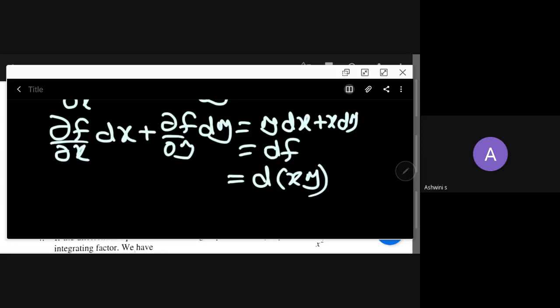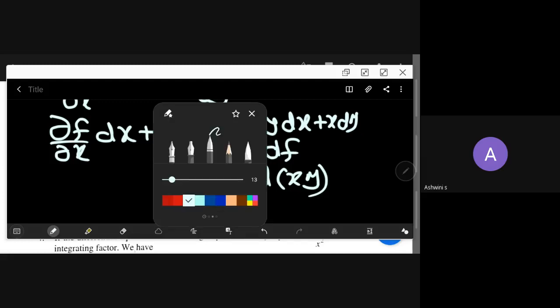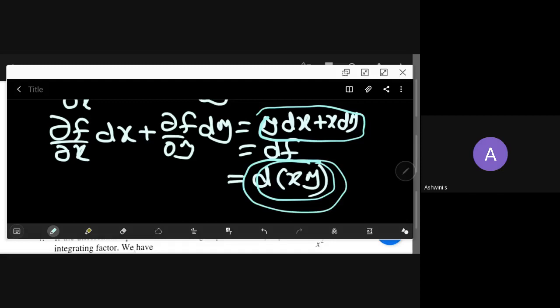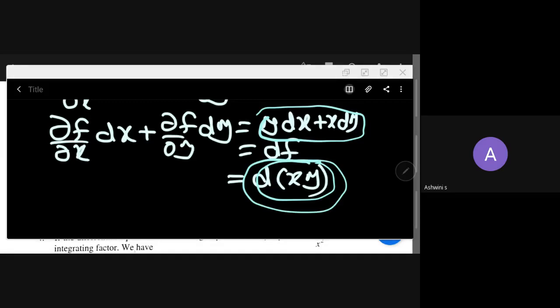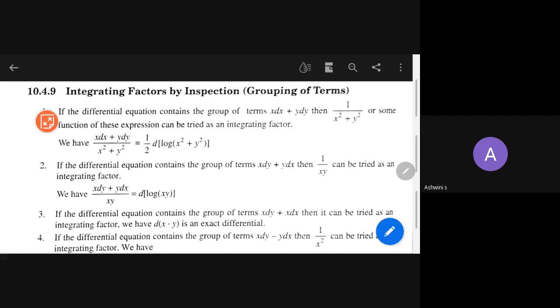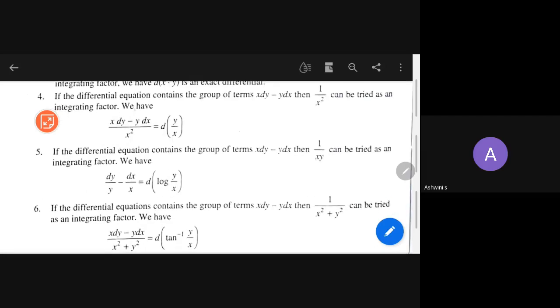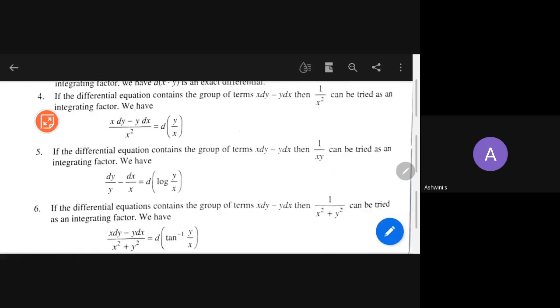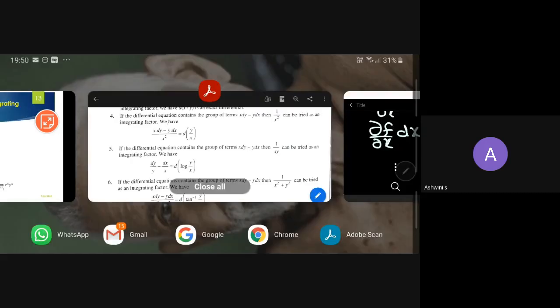That is what we call grouping. Where we are doing that grouping, these terms are grouped like this. This is called grouping. Some hints: I think if you remember these six, it is enough. These are the standard ones that may come in some of the GATE questions. That is why I have given this one.